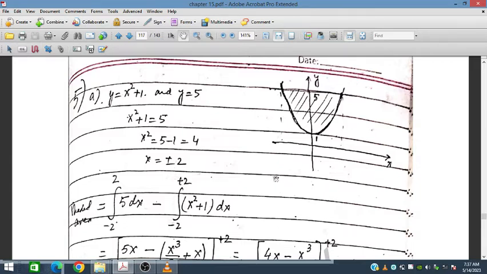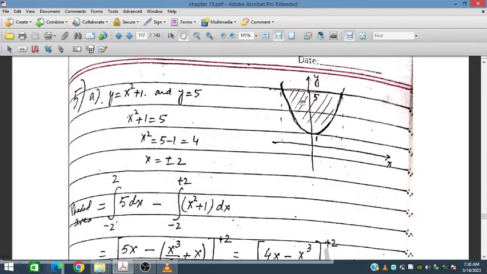So this is x square plus 1, and the limit is from minus 2 to plus 2. So we will have this area and this total area, and then this area, subtract, we will get this shaded region, total area of this region, and then we will have this shaded area.